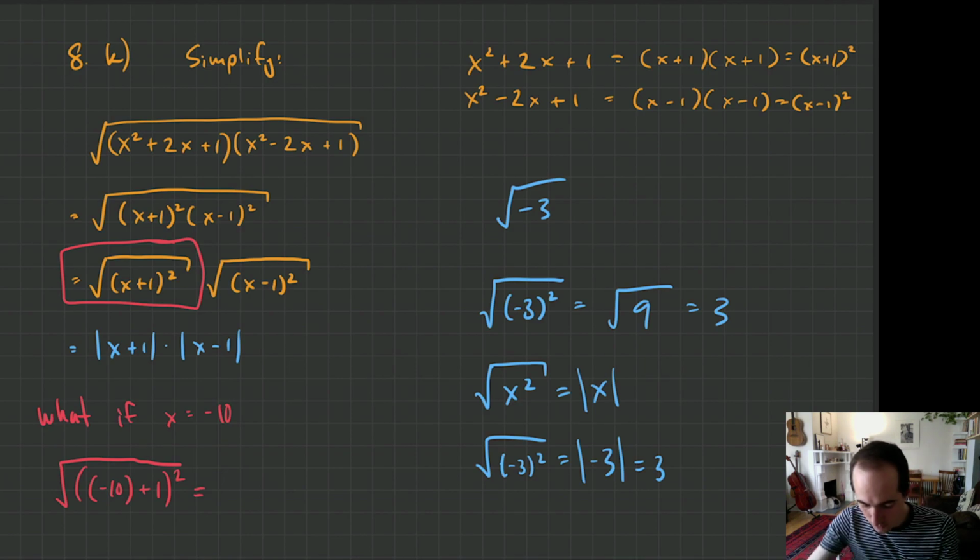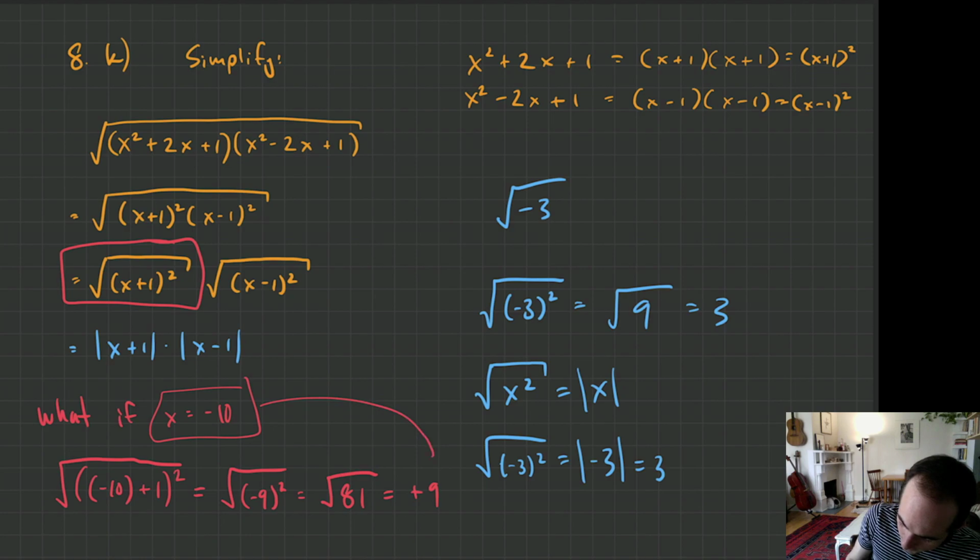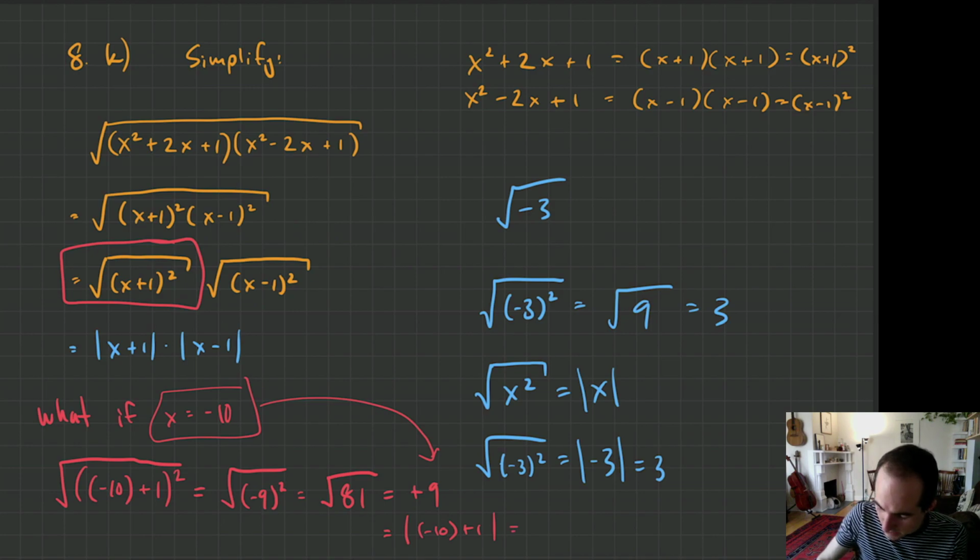So negative 10 plus 1 is negative 9. So we would have the square root of negative 9 squared. And negative 9 times negative 9 is, sorry, positive 81. So this is the square root of 81, which is equal to positive 9, right? But x was equal to negative 10. How could we write this in terms of x? Well, this is the absolute value of negative 10 plus 1, right? Because negative 10 plus 1 is negative 9. So this is the absolute value of negative 9, which is positive 9, okay?